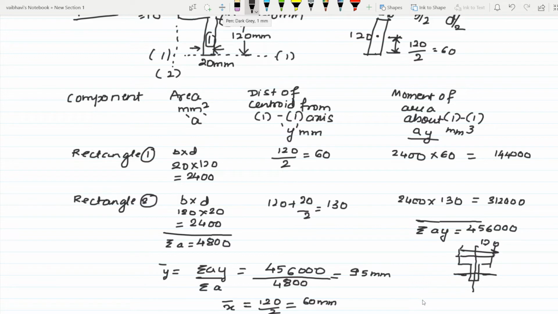So your G of this entire T section is 60 mm comma 95 mm. That is the location of the centroid G in this T section, somewhere here. At 60 mm from this end and 95. So G is 60 comma 95. This is how you have to find the centroid value easily. Now this is of the T section. Now let us locate the centroid of the I section.